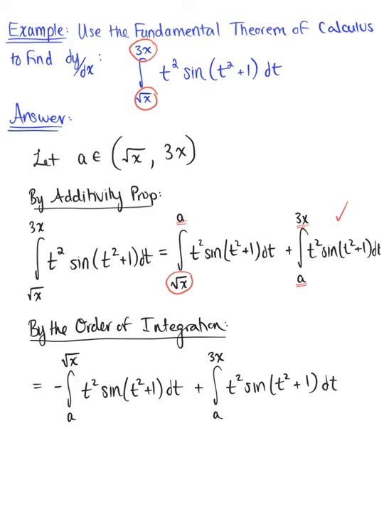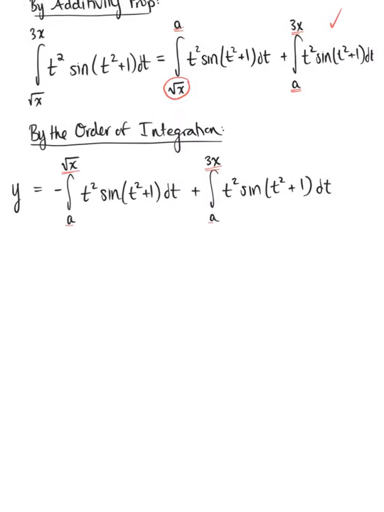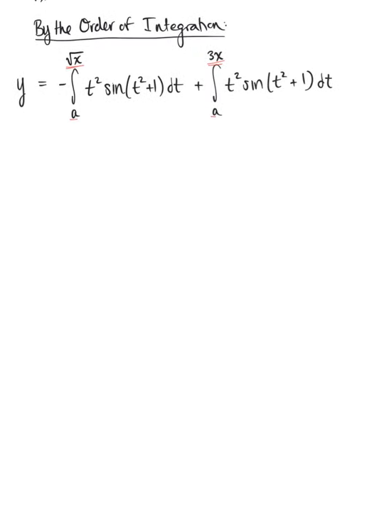And so now both definite integrals are in good shape. We have the constant bounds in the lower bounds with the x bounds above. And so we're ready to apply the fundamental theorem. So to get us ready, let's say that this is our function y. And to apply the fundamental theorem of calculus, we now need to differentiate both sides with respect to x.